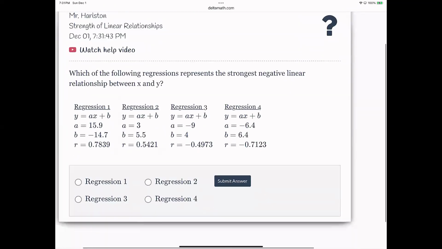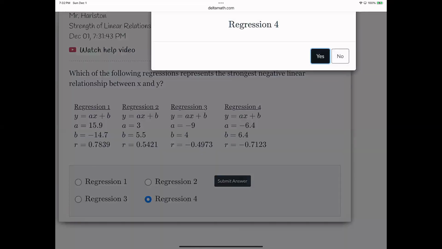All right, let's see. We're looking for the strongest negative correlation. So we want the number that is closest to negative 1 without going over. So the first one is positive, so that's not the one. The second one is also positive, so that's not it. The third one is a negative 0.49, almost 0.50. And the fourth one is a negative 0.71. So negative 0.71 is closer to 1, so that's the one we're going to choose. And that's it. That's what we're doing there.